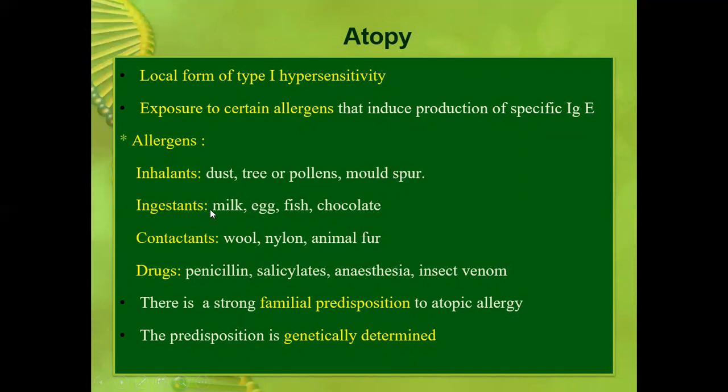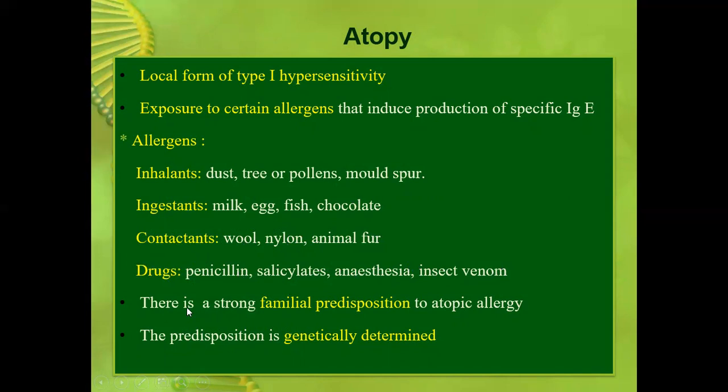Then ingestants like milk, egg, fish, chocolate. And these are the food allergies which have been caused in some individuals. And contactants like wool, nylon, animal fur. Some individuals are also allergic to these types of materials. And drugs. Some individuals are sensitive to drugs like penicillin, salicylates, anesthesia, insect venom, etc. And these are the different types of allergens involved in atopy type of reaction.